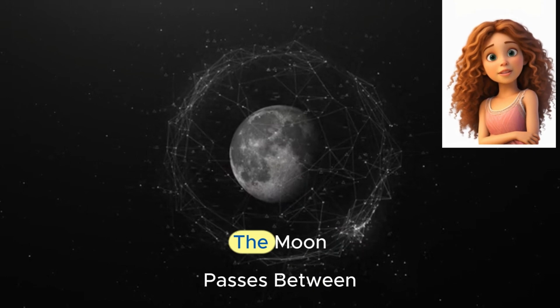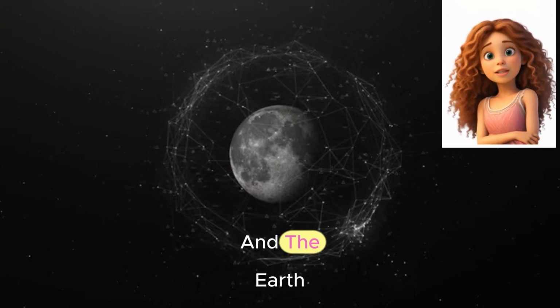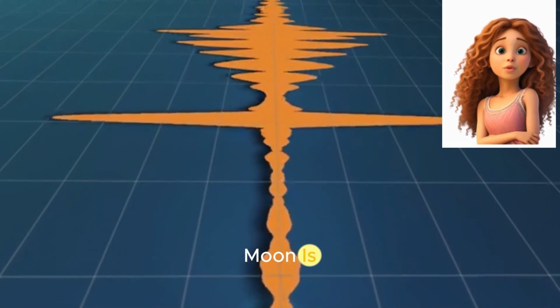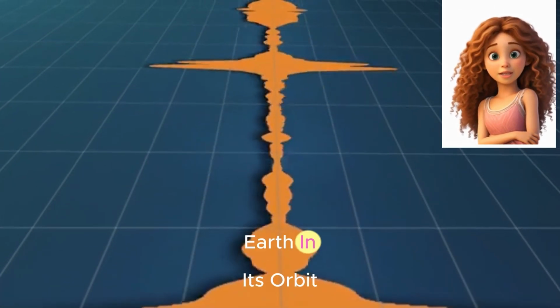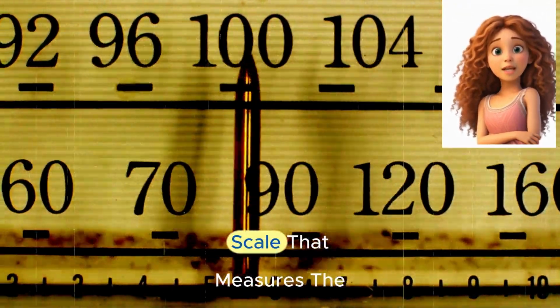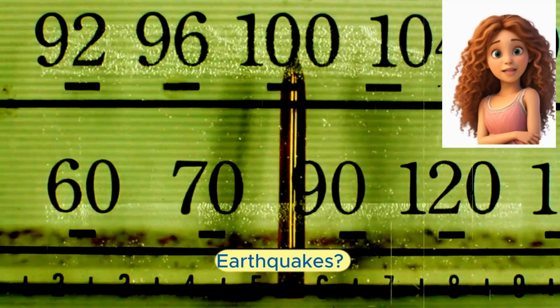During an eclipse, the moon passes between the sun and the Earth, which casts a shadow on the moon. This happens when the moon is at its closest point to the Earth in its orbit. Question number 5. What is the name of the scale that measures the strength of earthquakes?